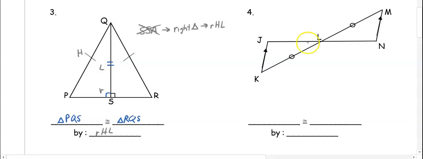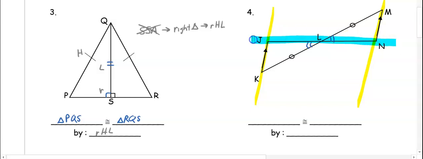In number 4, we have one set of segments that is congruent. It's a bow tie looking problem, so we can mark vertical angles are congruent. To get our third piece of information, we know that these lines are parallel to each other, so we can use a set of the angles. Depending on which transversal you use, I'm going to use JN as my transversal. So I have alternate interior angles, which would also be congruent.